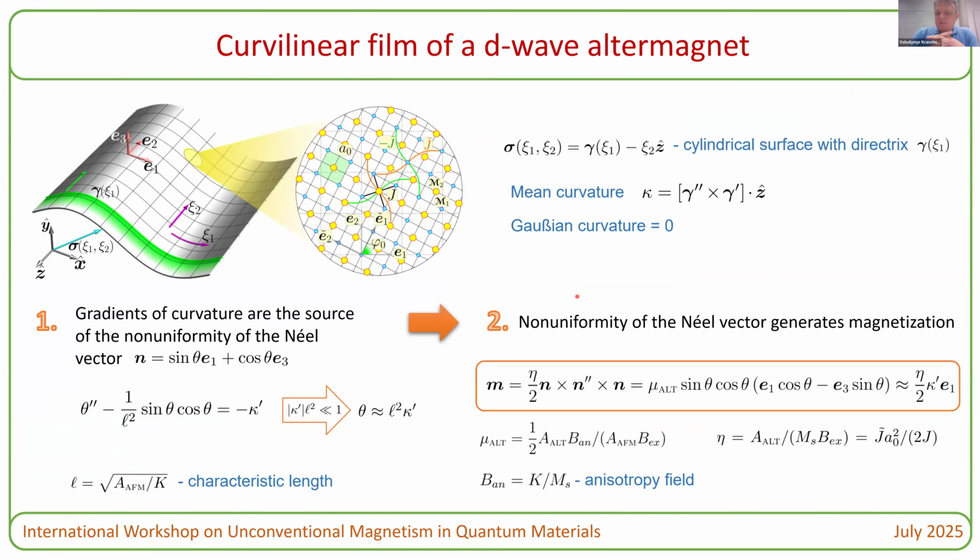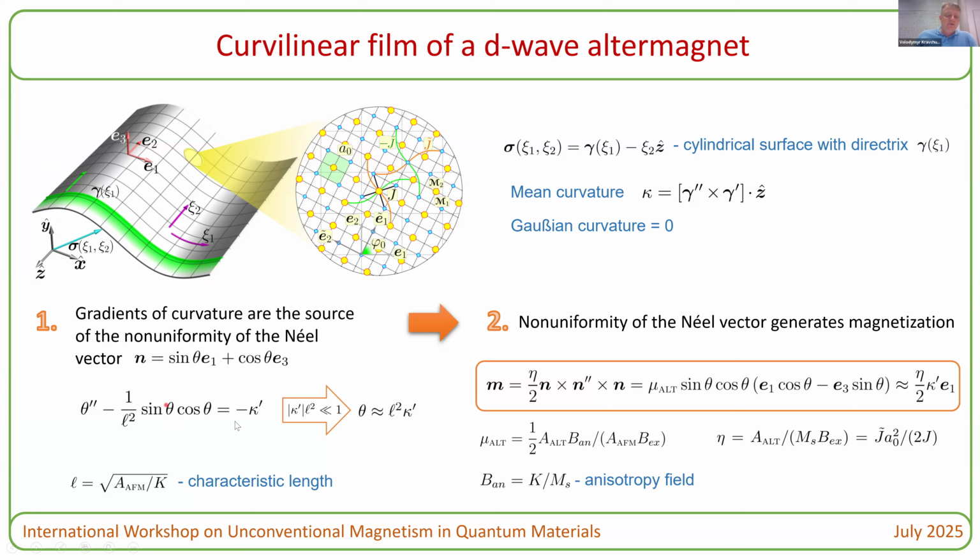Okay, so we learned from the previous part that non-uniformity of the Néel vector can lead to magnetization in altermagnets. But the domain wall is not the only source of non-uniformity. The non-uniformity can appear due to bending. So if we consider this kind of cylindrical surface, we can compute how theta, this is the angle between the normal direction and the Néel vector, how it deviates from the normal direction.